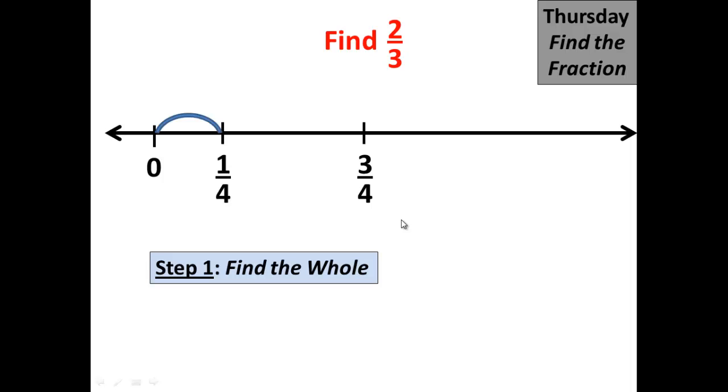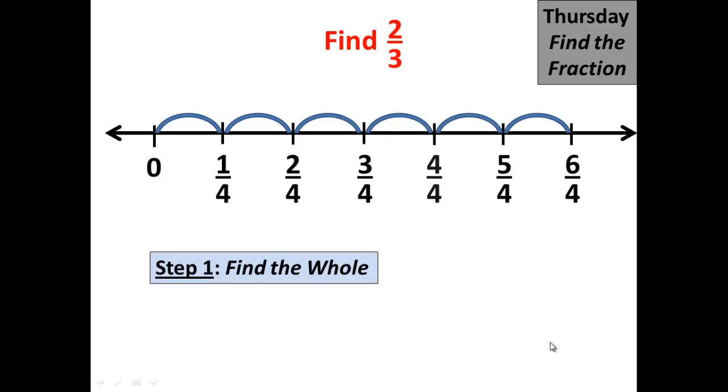And that's not too tricky. There's 1/4, 2/4, 3/4, 4/4. There's a whole. You can keep going to 5/4 and 6/4, but the most important thing was to find where the whole is. Now you know where 1 whole is. Now we're going to erase everything except for the whole and find where 2/3 is.